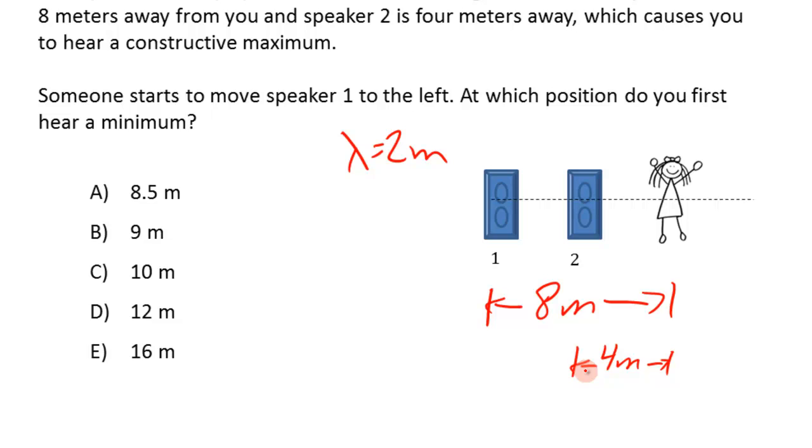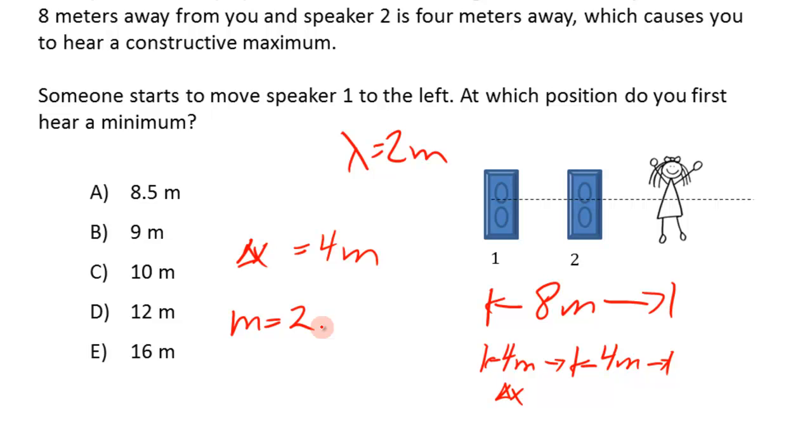If we look at the path length difference, which we've been calling delta x, to go from speaker 1 to the person and speaker 2 to the person, there's a distance of 4 meters, right? So that is the path length difference. In terms of wavelengths, this path length difference is 2 full wavelengths, which we would call m equals 2.